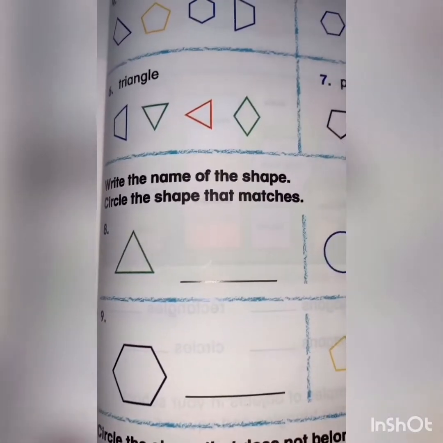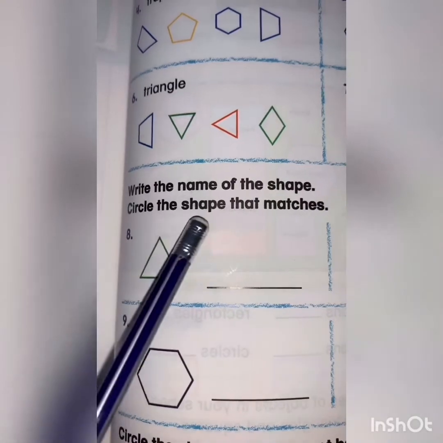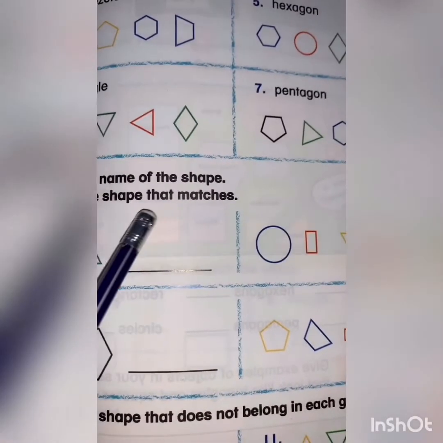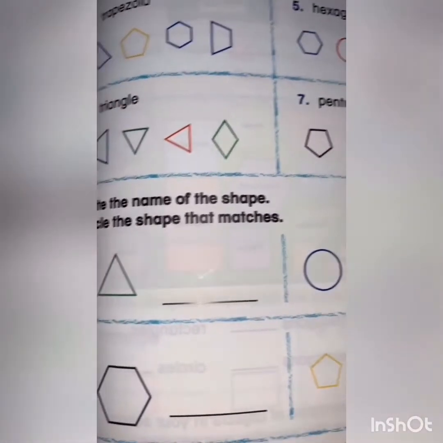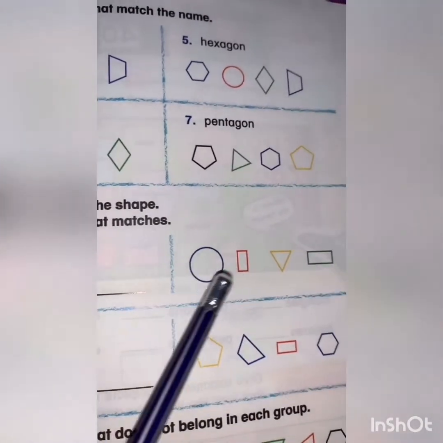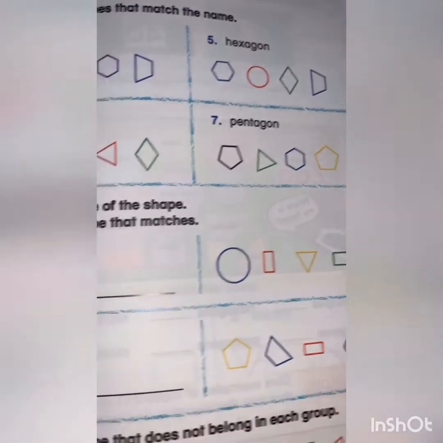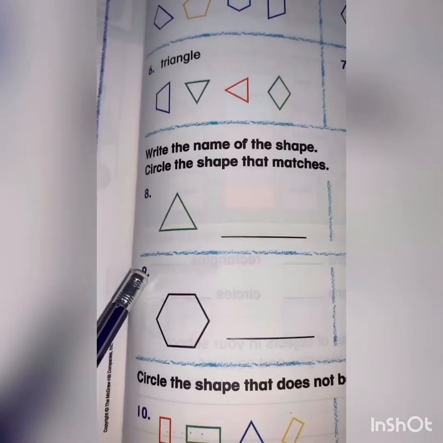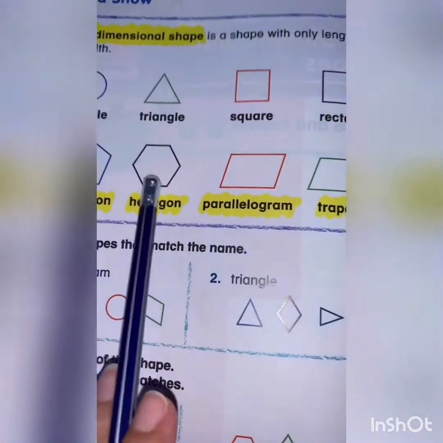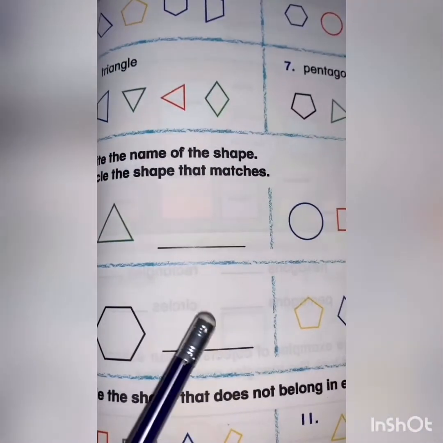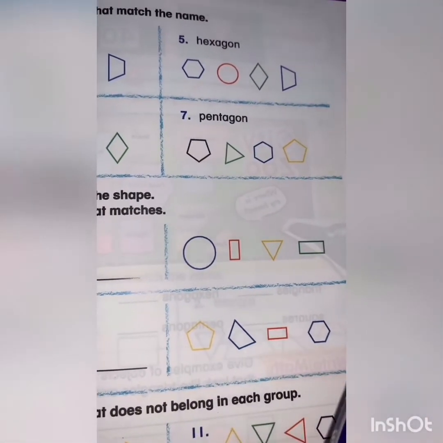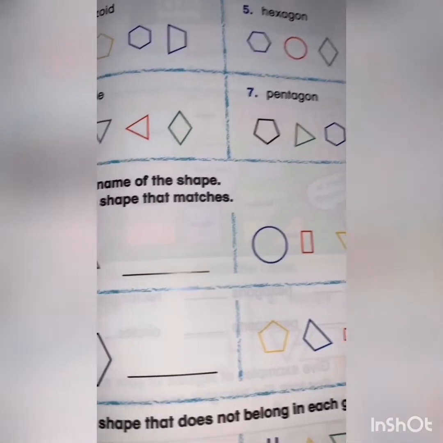Here he wants you to write the name of the shape. And after that you circle the shape that matches. What is this? Yes, triangle. And we will circle this one. Concerning number 9, what's the shape? Yes, as I showed you before, hexagon. And which one is hexagon? Yes, this one. Good job.